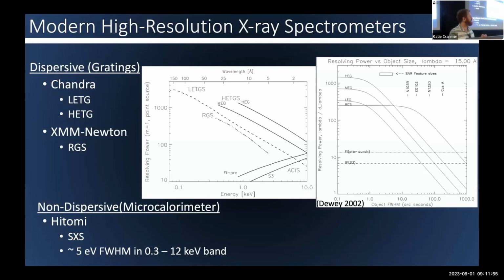One way to deal with this is to just choose small features within the remnant. This is approximately the size of some features, like an ejecta knot, on the order of a few arc seconds. Or you could choose smaller supernova remnants on the order of tens of arc seconds. And of course, with the non-dispersive microcalorimeters, like the soft X-ray spectrometer on Hitomi, this is not an issue. It has good resolution regardless of the size.